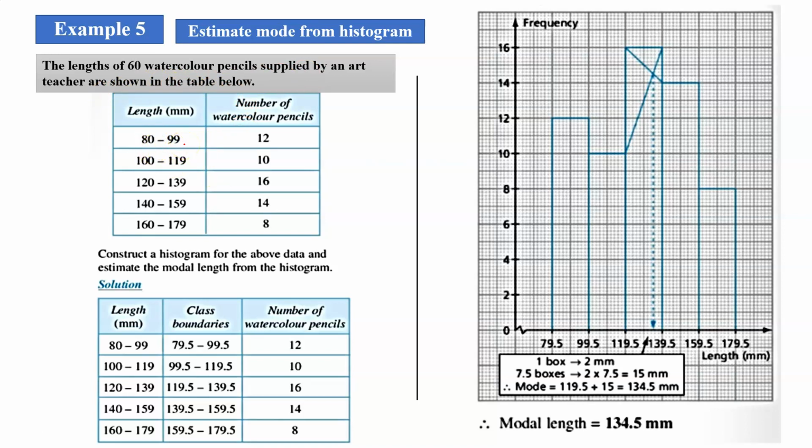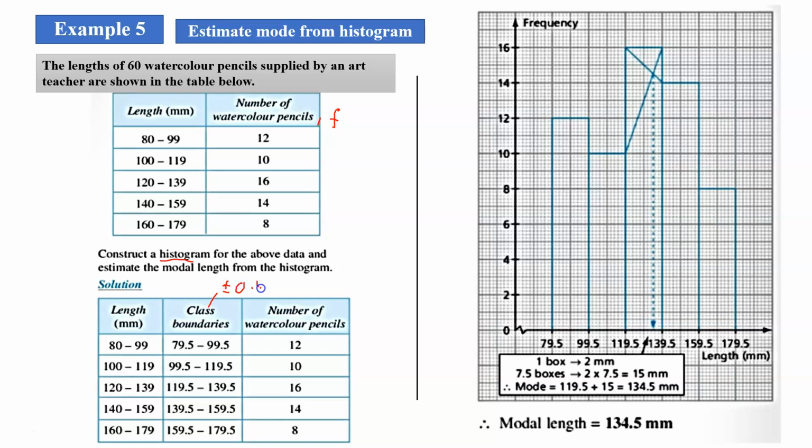80 ke 99 cm, 160 until 179 cm. So, the numbers are these. This is actually the frequency lah kan. This will be your frequency. Okay. This is your frequency. So, you need to construct a histogram. How do you construct a histogram? So you have this length, and then you have your number of watercolor pencils. You need to figure out the class boundaries. Remember the class boundaries? You're going to plus or minus 0.5.